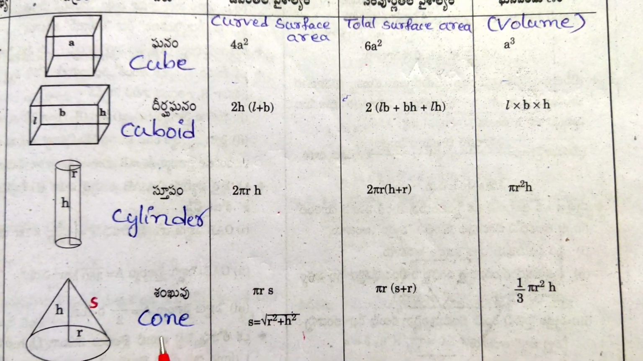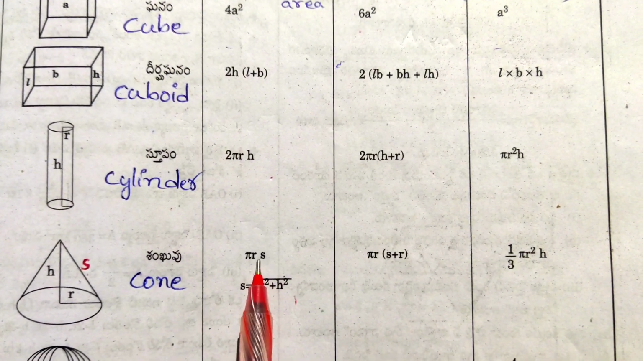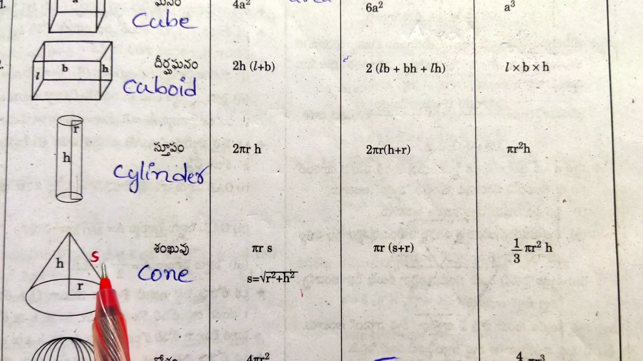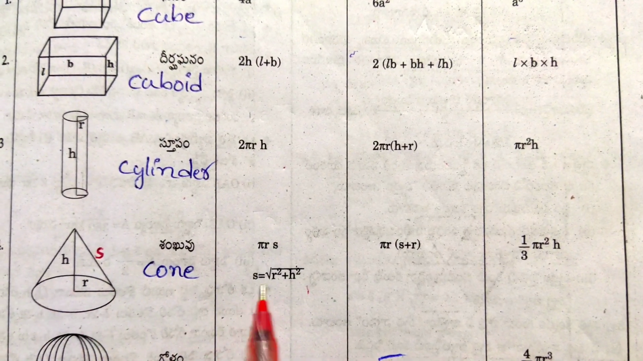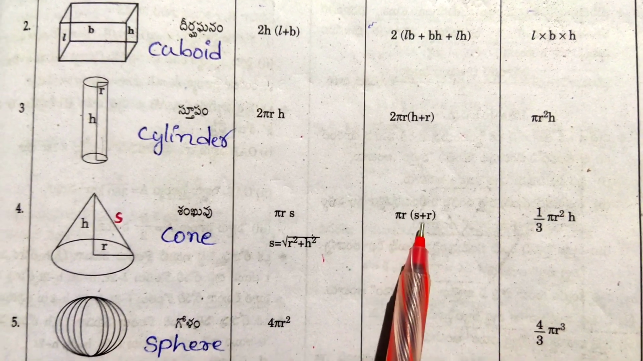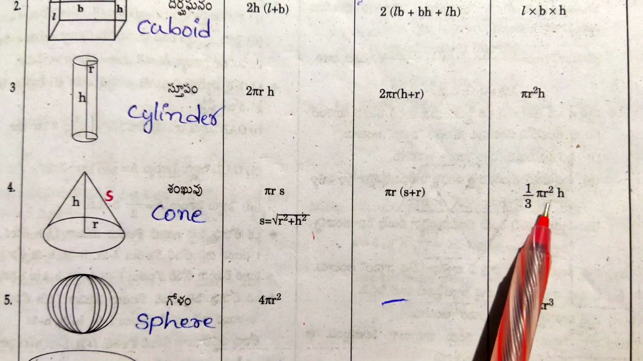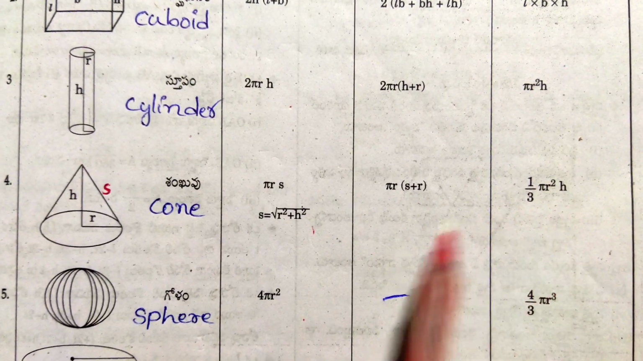Cone. Curved surface area formula is pi r s. Here s formula is under root of r square plus h square. Total surface area formula is pi r of s plus r. Volume formula is 1 by 3 into pi r square h.